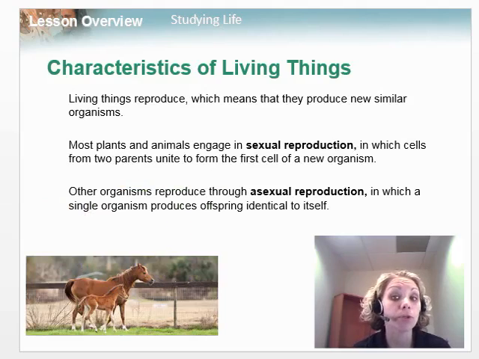All living things reproduce, which means they produce new, similar organisms. Most plants and animals engage in sexual reproduction, in which cells from two different parents unite to form the first cell of a new organism. But some organisms reproduce through asexual reproduction, in which a single organism produces offspring identical to itself.